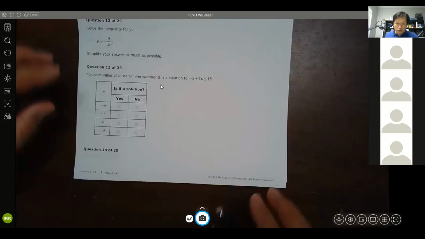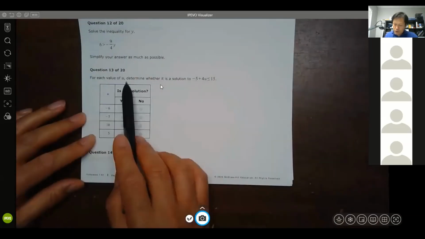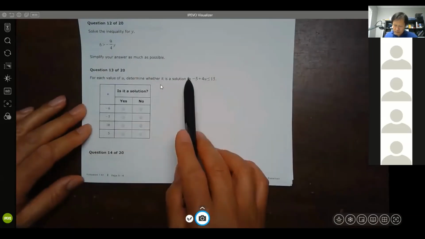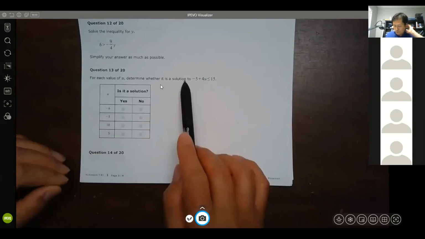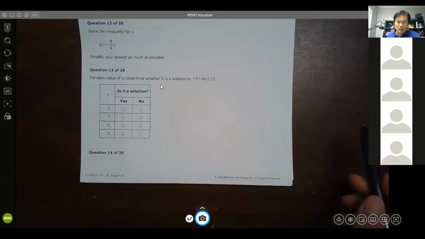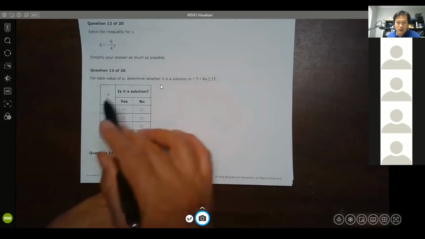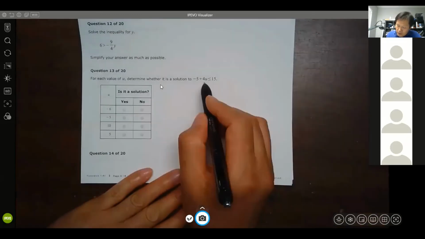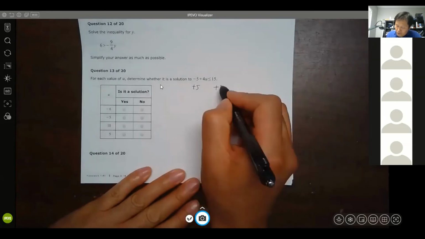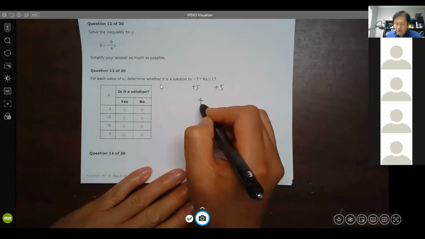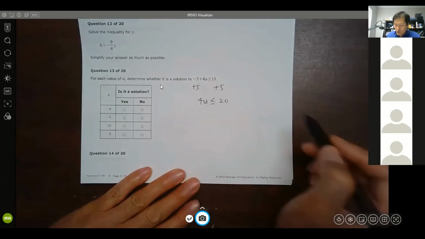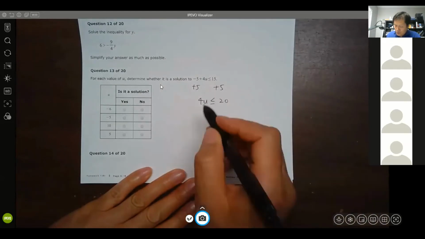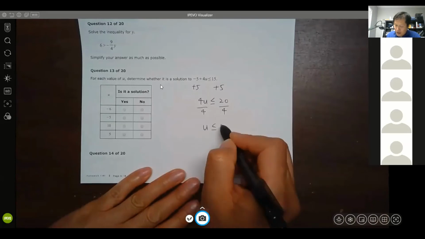Okay, for each value of u, determine whether it is a solution to this. Okay, so you're just solving for u. Let's just do it. Some of you might ask, what are you asking? To solve for u, add 5 to both sides. 15 plus 5 is 20. Solving for u, divide by 4, u is less than or equal to 5.